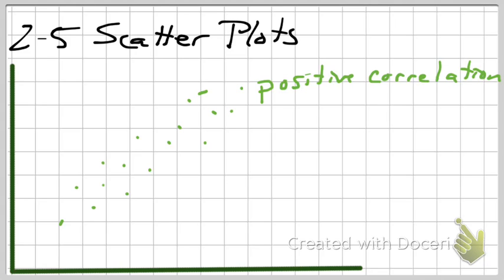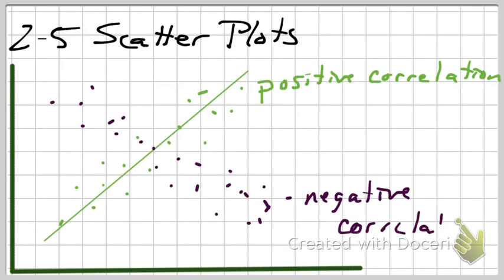That's positive correlation. The more minutes you study for a test, the higher your score. Things like that. Okay, positive correlation. Another type of correlation is negative. Meaning as one number goes up, the other number goes down.